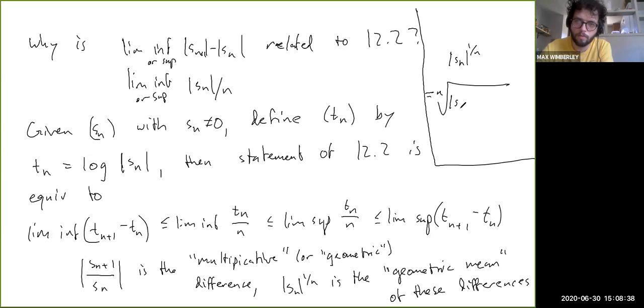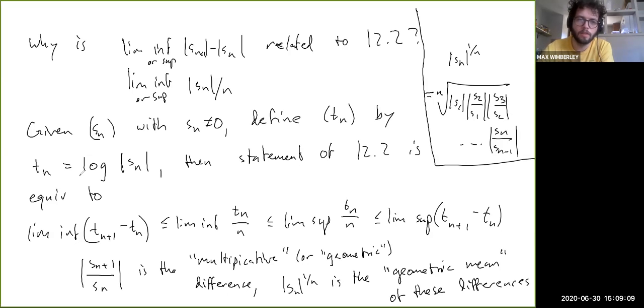So we have S1, S2 over S1, S3 over S2, and so on, all the way up until Sn over Sn minus 1, right? So if you multiply all those numbers, you literally just get Sn, right? But when you write it this way, this is looking at it as an average of all of these different numbers, basically, okay?